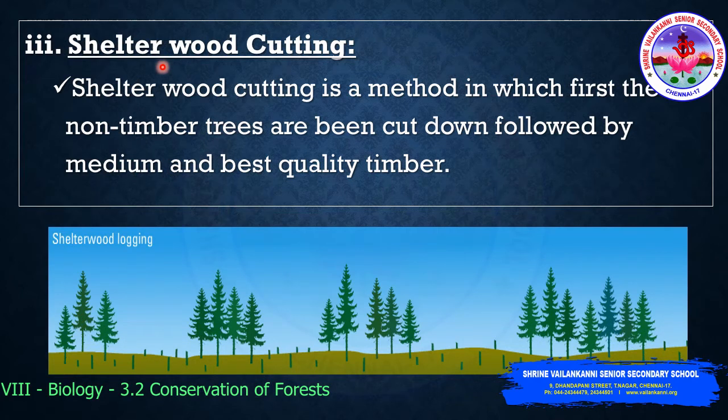And shelter wood cutting is a method in which first the non-timber trees are cut down, followed by medium and best quality timber trees, so that in rotation and in the time gap the trees can grow, and there is some amount of plant cover which remains in the forest area.